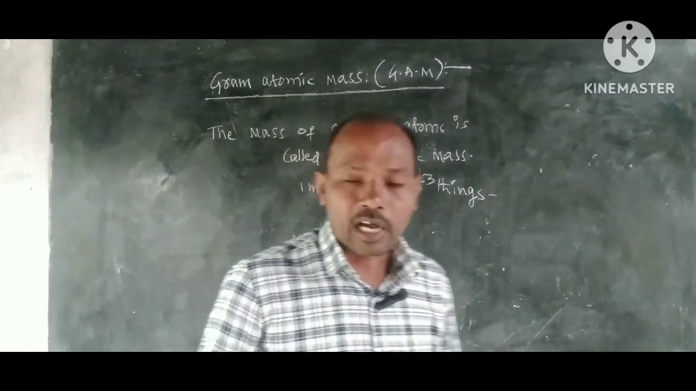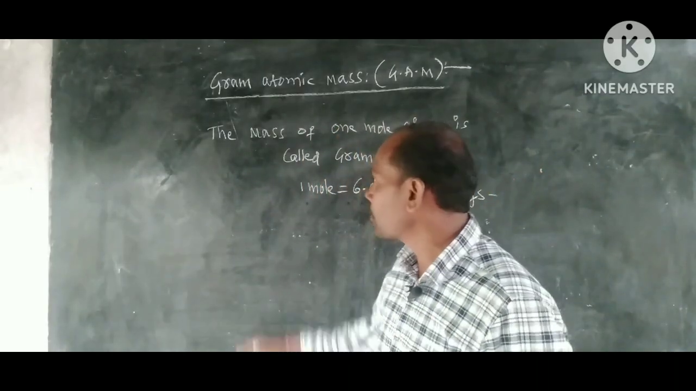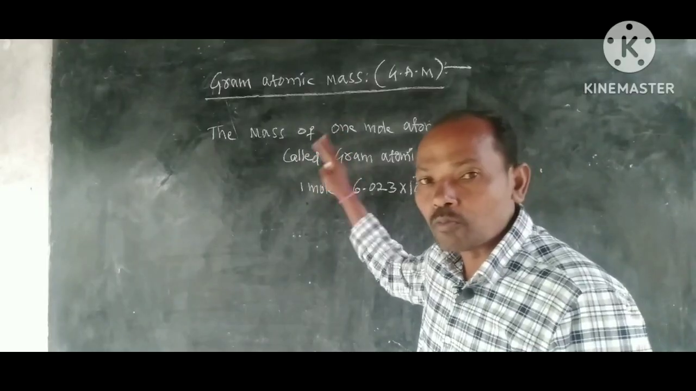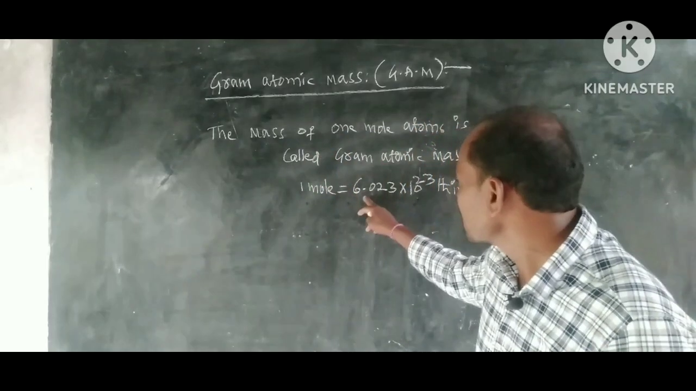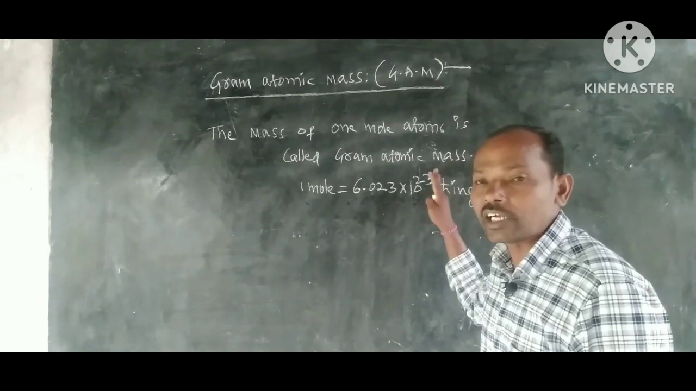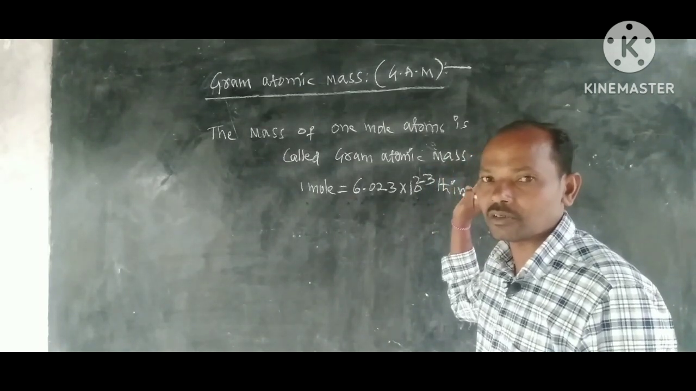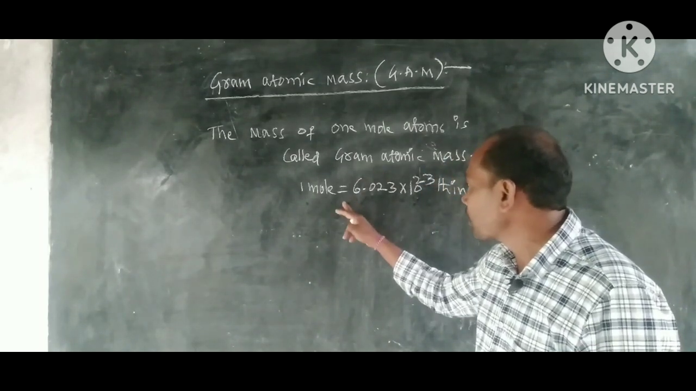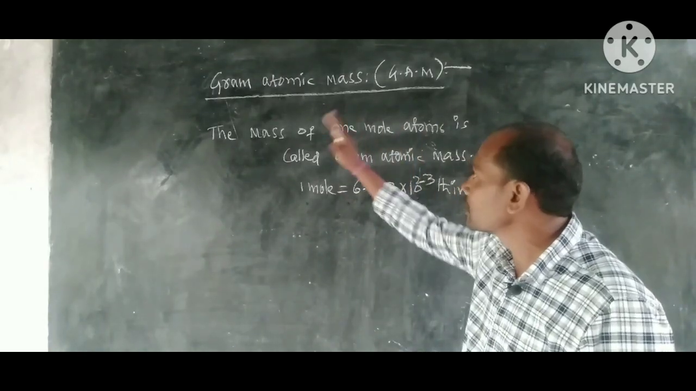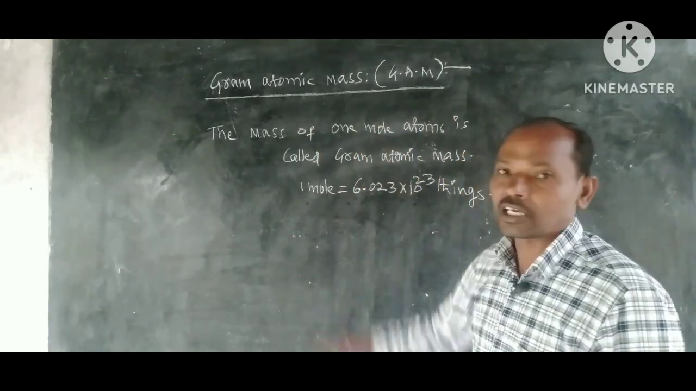Okay, gram atomic mass means the mass of one mole of atoms. One mole of atoms means 6.023 into 10 power 23 atoms. Okay, so the weight or mass of one mole of atoms, that is called gram atomic mass.